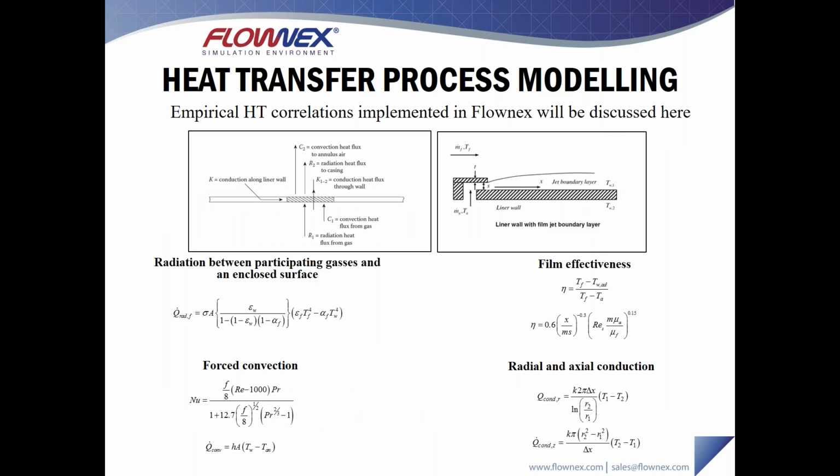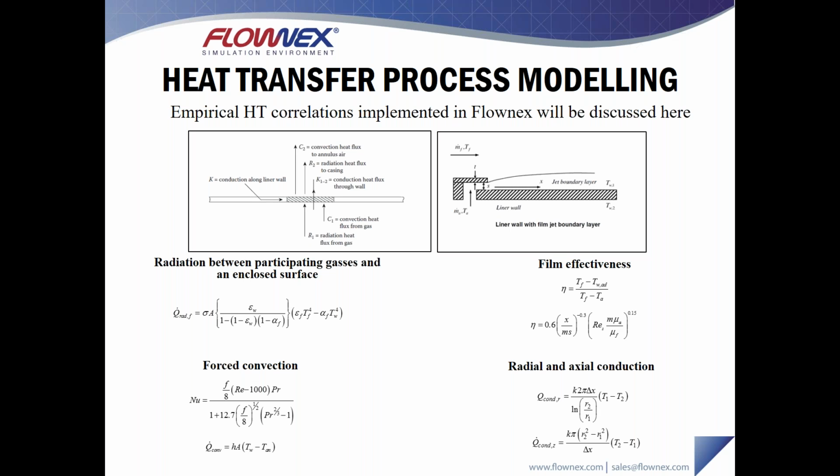So the next section, I'm just going to go over some of the empirical heat transfer correlations that have been implemented in Flownex. For the most part, prediction of liner wall temperatures is achieved by conducting a heat balance along the liner wall. Typically, the inner wall is heated by convection and radiation from hot combustion gases and cooled on the outside by annulus airflow through convection and radiation from the outer liner surface to the casing wall.